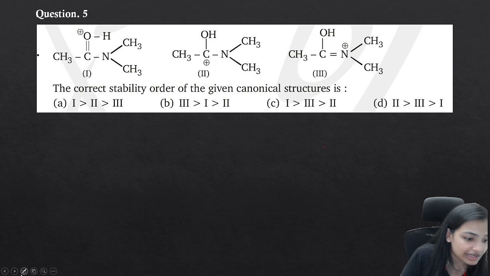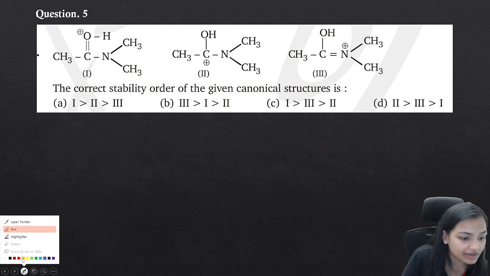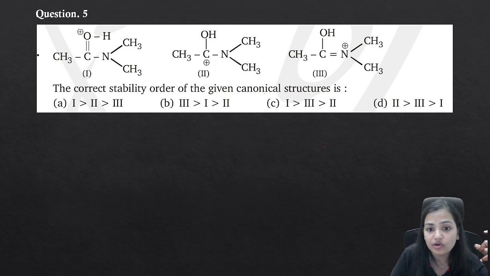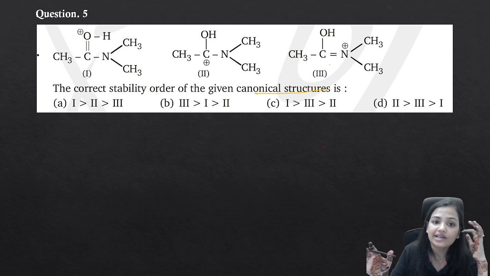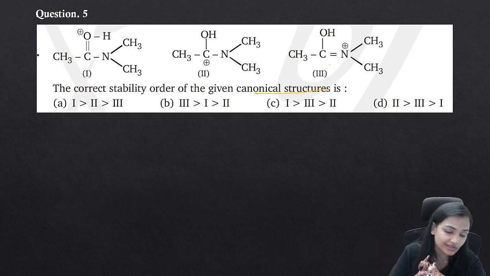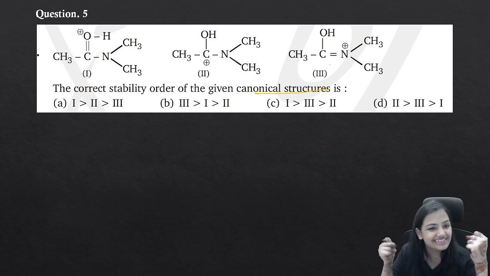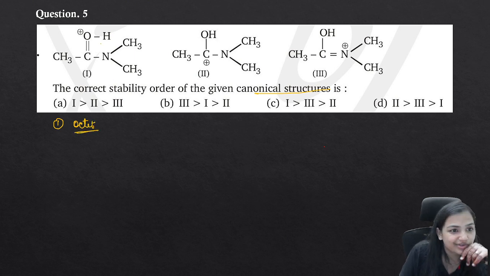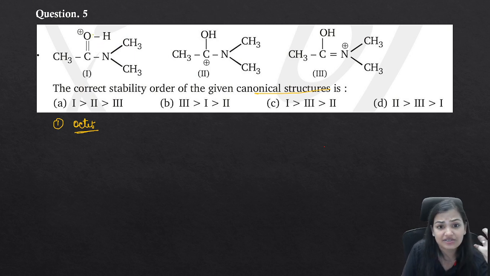Now this would be the last question, guys, that we will be doing all together. The correct stability order of the following canonical structures: we have three resonating structures, and we have to find out the stability order. First of all, look for the octet. Ma'am, the first point is very difficult, it's very difficult to find out how many electrons there would be. No issues, guys. Just focus on the species which are specifically charged.